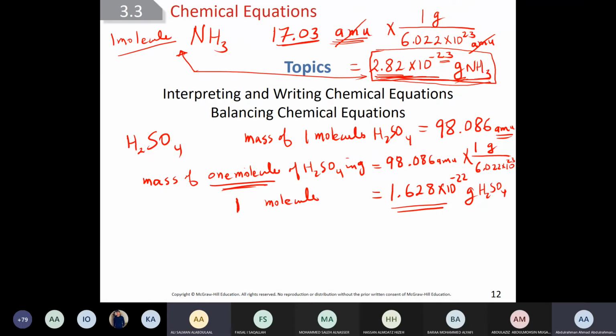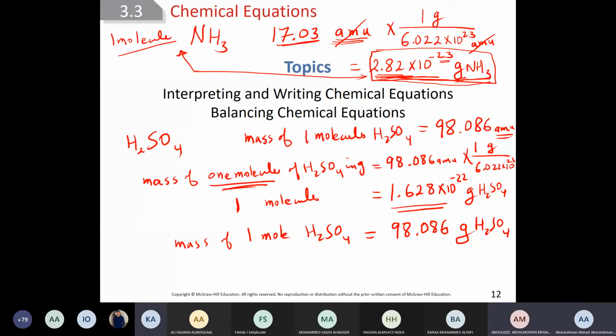Now, what's the mass of 1 mole of H2SO4? 98.086. But what's the unit? Gram. H2SO4. Is this clear? Yes.